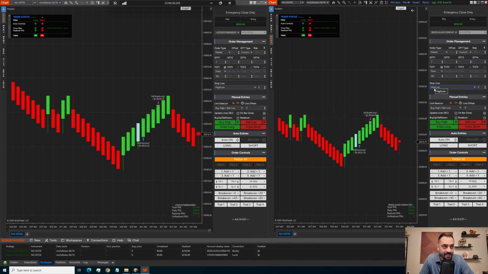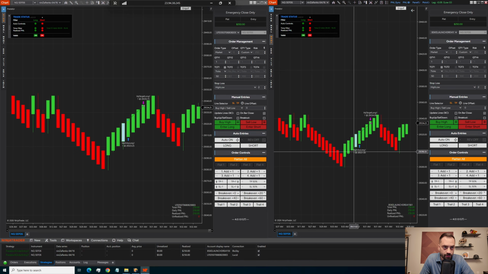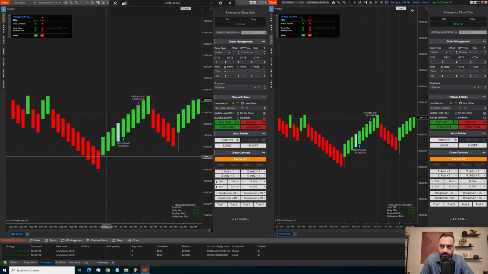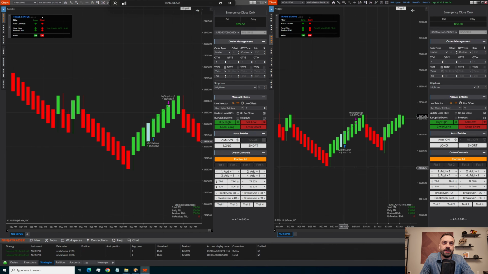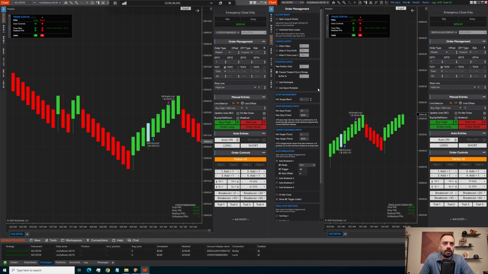Our stop loss is set to the high-low with a 2-tick offset. So when we get a pullback, it's just going to set it at the low of that pullback. So let's look at this one over here. It's just going to be right at the low of this pullback. And let me expand our management tab here. I also have it set to the high-low.